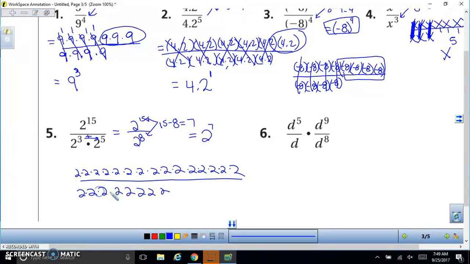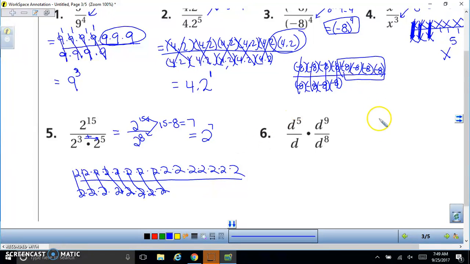All right, and here's how we got our denominator to say 2 to the 8th. There's 1, 2, 3, 4, 5, 6, 7, 8 down there completely. Now we cancel 1, 2, 3. And all we have left, we better have 7: 1, 2, 3, 4, 5, 6, 7. And that's how we got that exponent of 7.